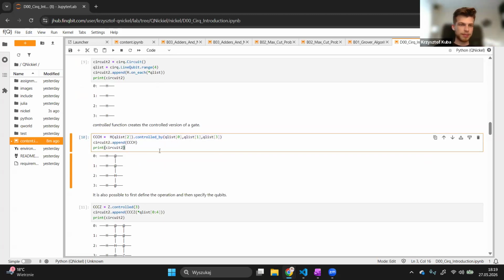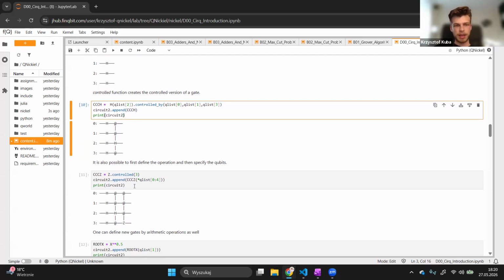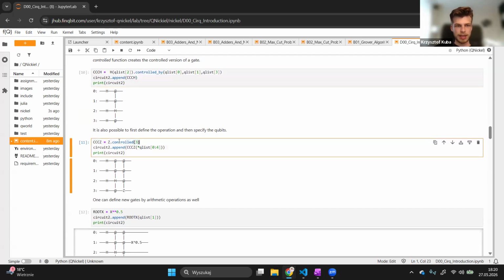Once again, we can specify the list of qubits being controlled first, and then assign it to a multi-controlled Hadamard gate. And the second method is to assign a Z dot controlled on the third qubit, and then execute this method by giving which qubits we would like to give as the controlling qubits.